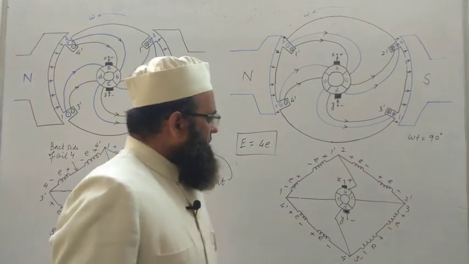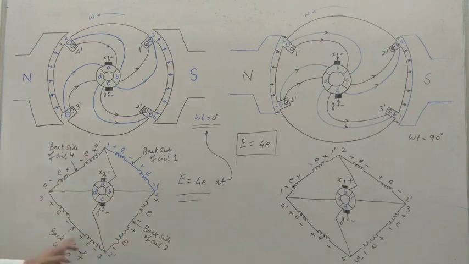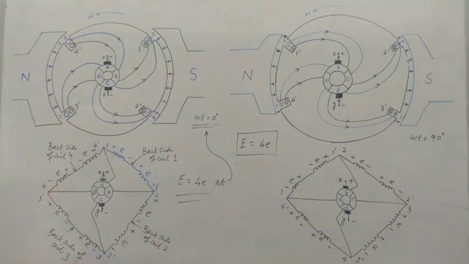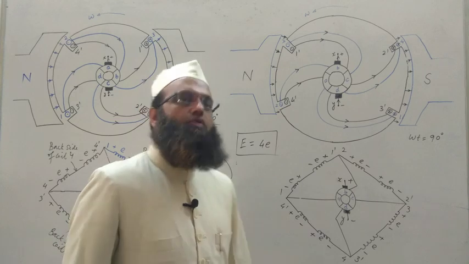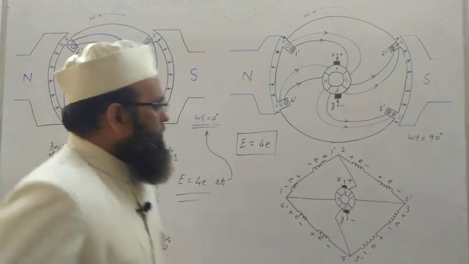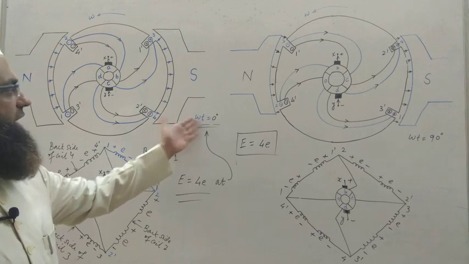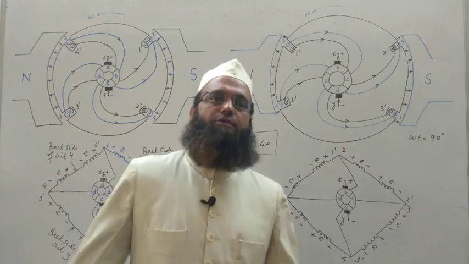Similarly for 3, we have 3 dash as positive, but now 3 dash is negative. 3 positive, but here 3 negative. It means in the two coils, coil number 1 and 3, the polarity of EMF induced in the two cases, the initial case omega t equal to 0 and the present case omega t equal to 90 degree, has been reversed.